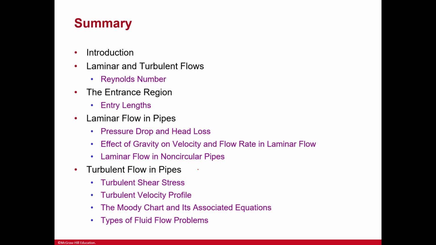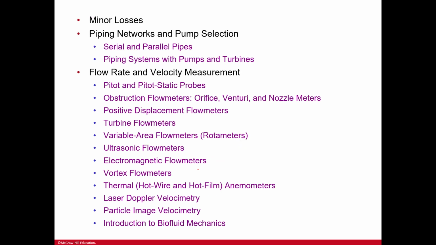And then you've got fluid flow problems, one of those being pressure drop, the diameter, the velocity, minor losses, piping networks, parallel pipes, serial pipes, right? Piping systems with pumps and turbines, and what to do within those setups, right? You've got flow rate and velocity measurements. So pitot and pitot-static probes when you're taking into account not just the stagnation pressure, but the static pressure as well. You've got obstruction flow meters, right?